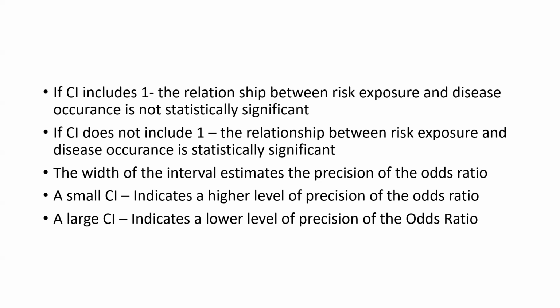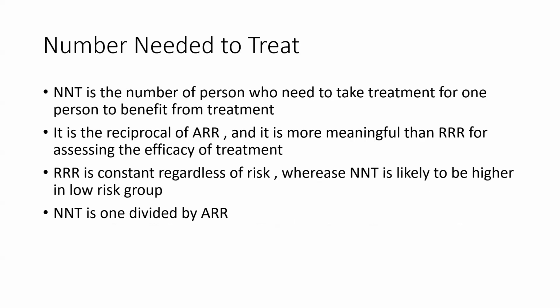So a small confidence interval indicates higher precision of the odds ratio, and a large confidence interval indicates lower precision of the odds ratio. Now the next is number needed to treat. Number needed to treat is the number of persons who need to take the treatment for one person to benefit from the treatment. It is the reciprocal of the attributable risk.